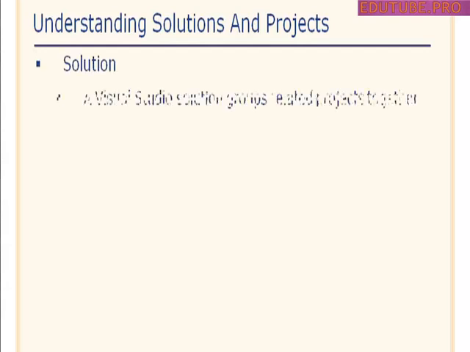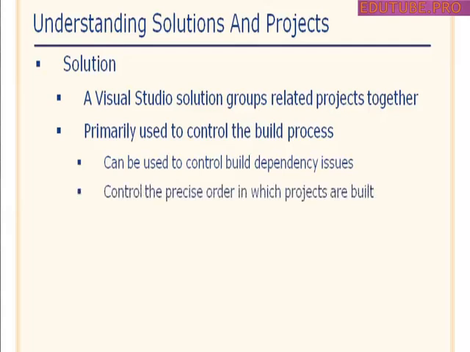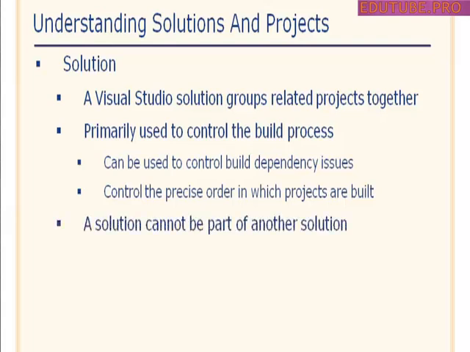Now the solution itself is a little different. A solution is used to group related projects together. Now this is primarily when we want to control the build process. So if we have multiple projects, one of them's the startup project. For whatever reason, one needs to be compiled before the other. We can use solutions to control build dependency issues in our projects. We have multiple projects, and the way we put them in our solution, the solution can be used to control the precise order in which the projects are built.